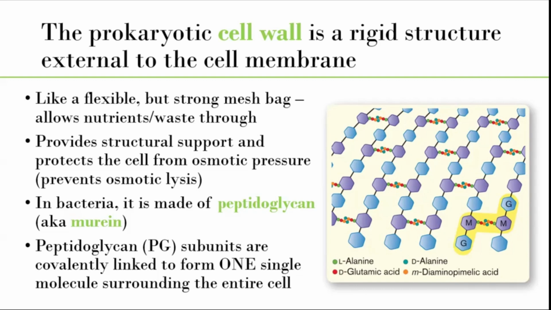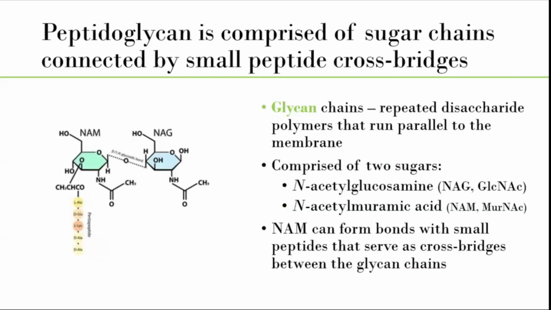All right, so let's talk about how we make this structure. So first, we'll talk about the glycan chains. These are repeated disaccharides. Di means two, saccharide means sugar. So this is a monosaccharide. Put two together, you now have a disaccharide. So we have these two sugars, N-acetylglucosamine, we also refer to that as NAG or GlcNAc, and N-acetylmuramic acid, NAM or MurNAc.